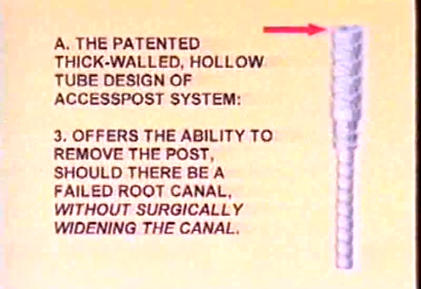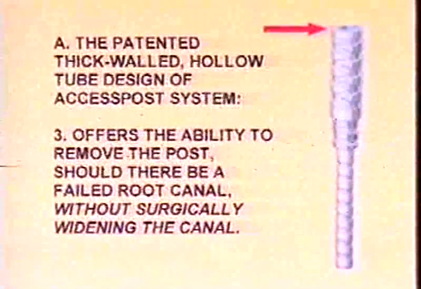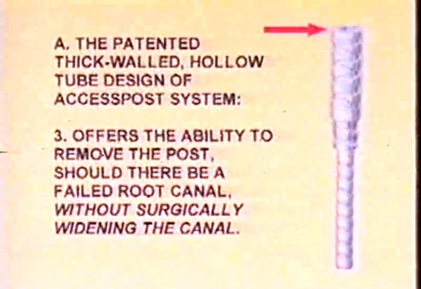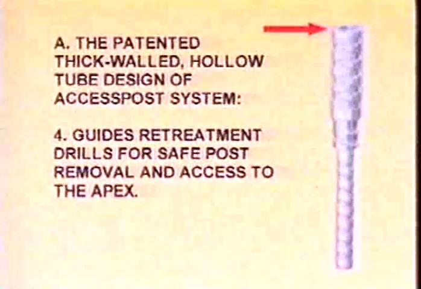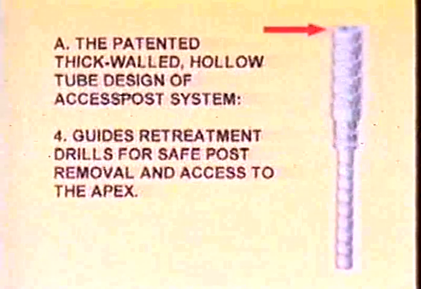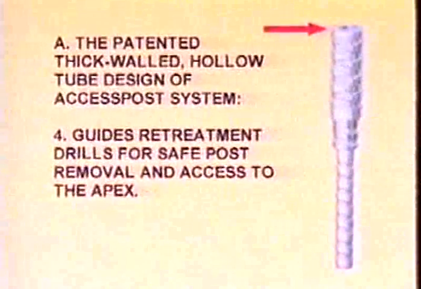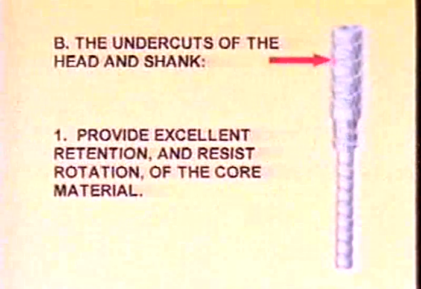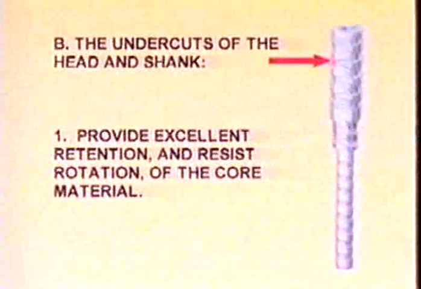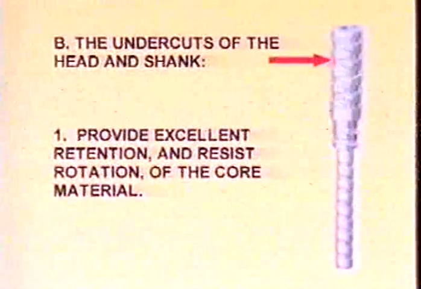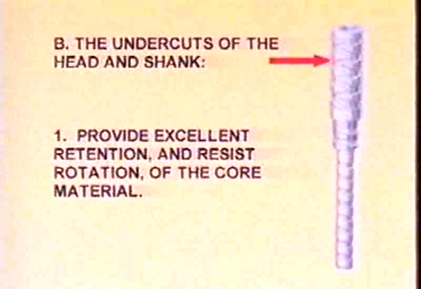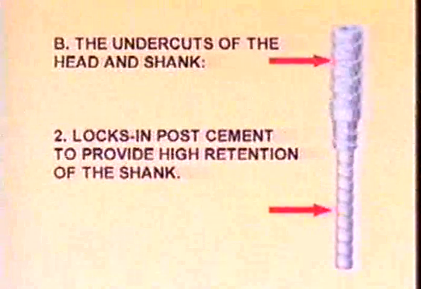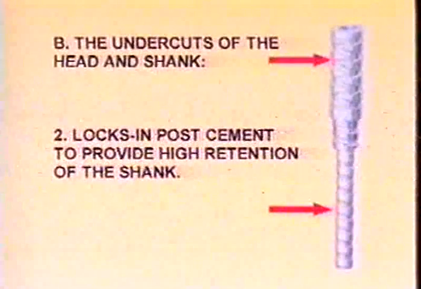Offers the ability to remove the post should there be a failed root canal without surgically widening the canal. Guides retreatment drills for safe post removal and access to the apex. The undercuts of the head and shank provide excellent retention and resist rotation of the core material. Locks in post cement to provide high retention of the shank.